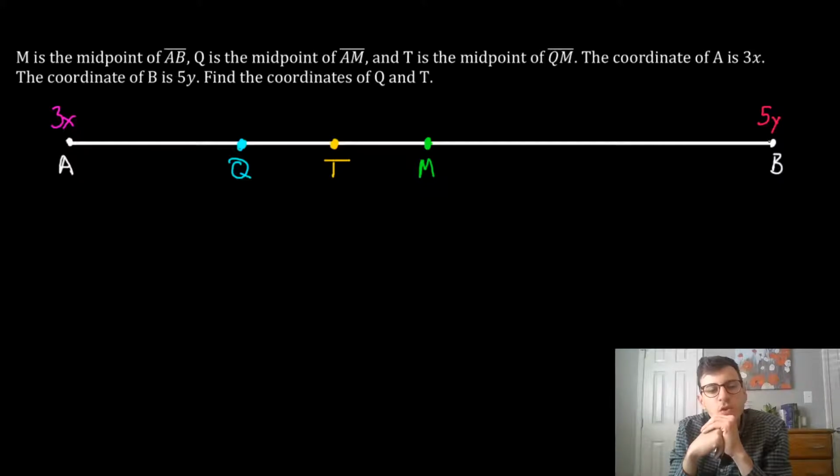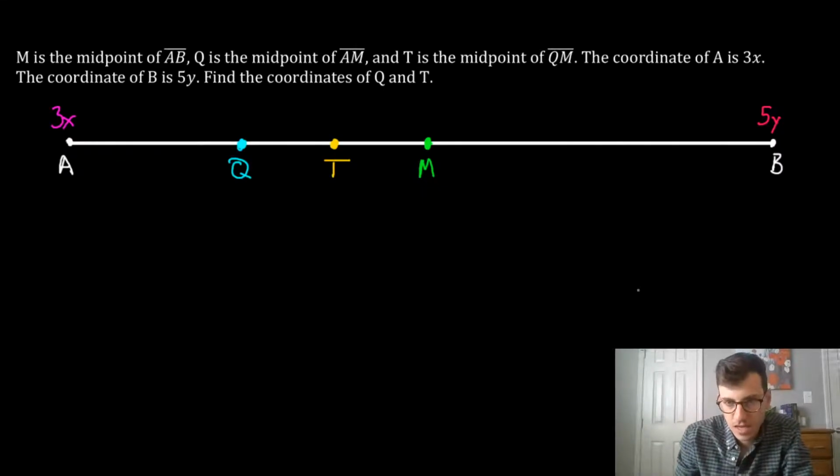Okay, I want the coordinates of Q and T. Coordinates of Q and T. So let's do what we can. Immediately, I can't find the coordinates of Q and T, but I can find the coordinates of M, because M is, right, the midpoint of A and B. So it's halfway in between those 2 points.